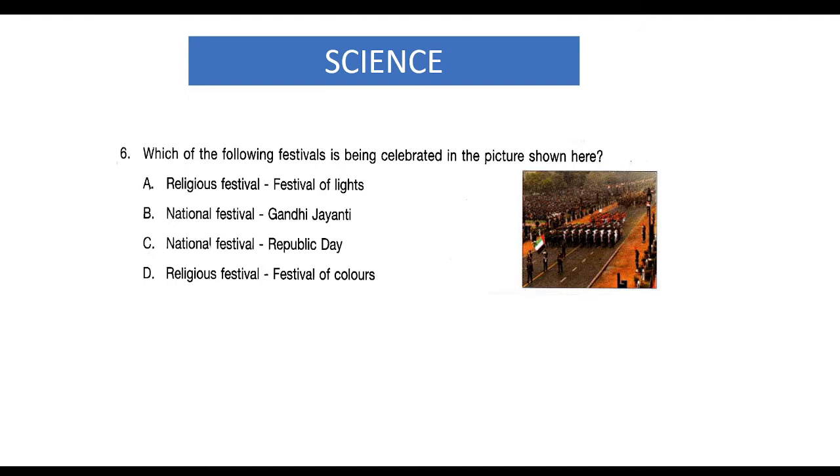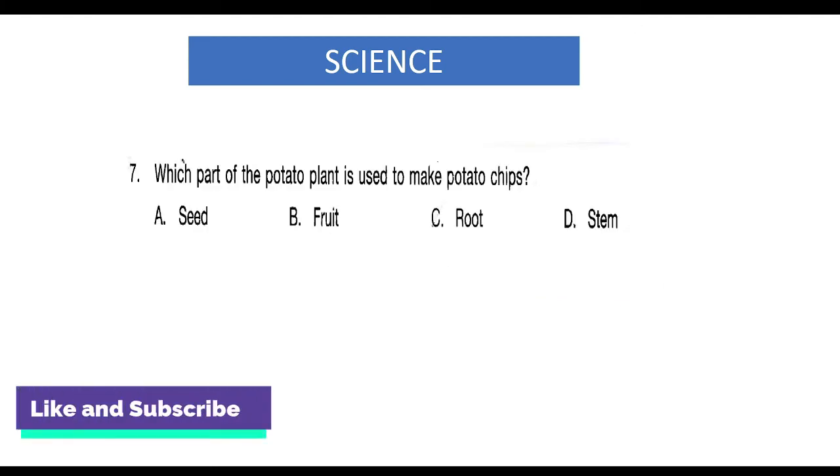Question number 6 in the science section. Which of the following festivals is being celebrated in the picture shown here? We have 4 options given. Choose the right one. So the right answer for question 6 is National Festival, which is a Republic Day. It is sure not the Festival of Lights, which is Deepavali. It is not Gandhi Jayanti, because we do not have a parade during Gandhi Jayanti. It is also not a festival of colors, which is Holi.